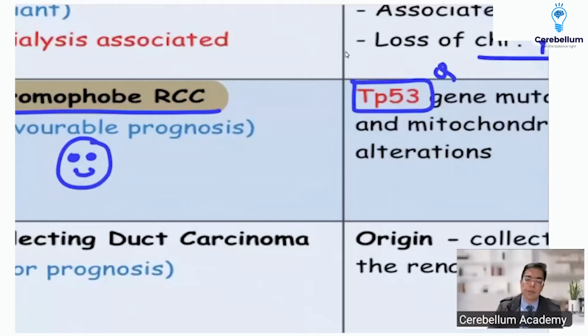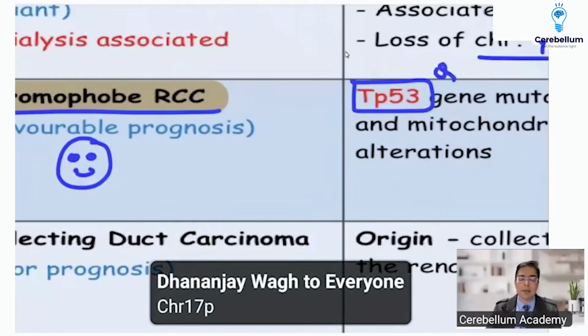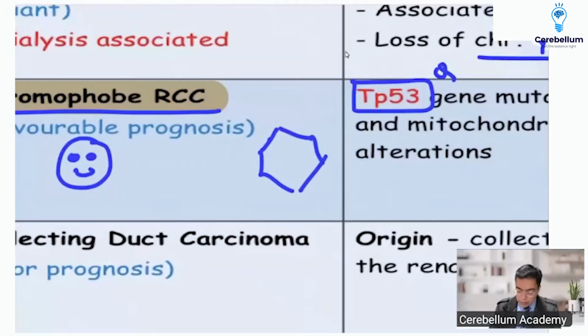So only two types of mutations I would like you to talk about over here. One is VHL gene mutation, clear cell cancer, and the second is P53 gene mutation, which is going to be seen over here. Now, what's the special feature of this kind of cancer? If I look at the tumor cells, they are going to appear polyhedral. And if I look at the nucleus, there is going to be a perinuclear empty area.